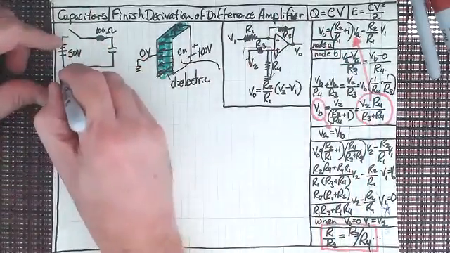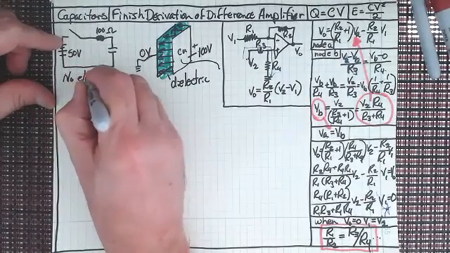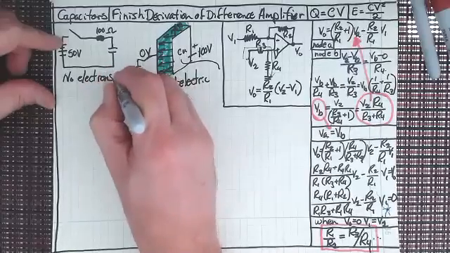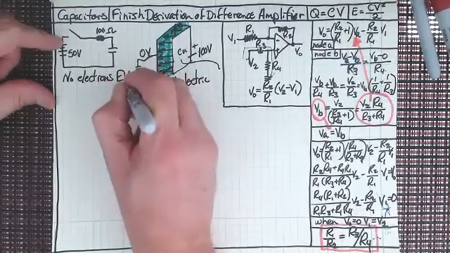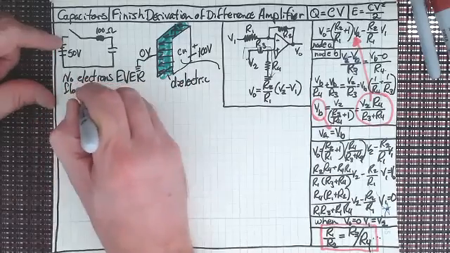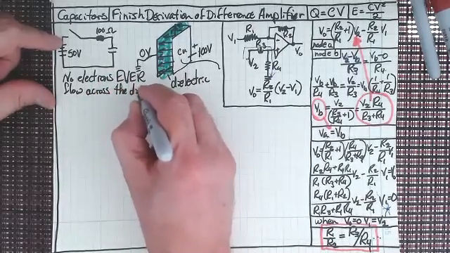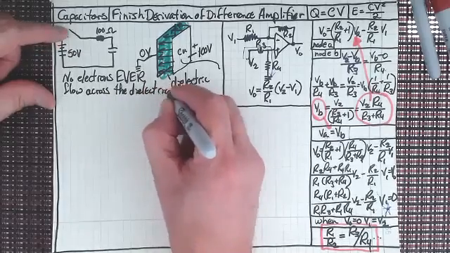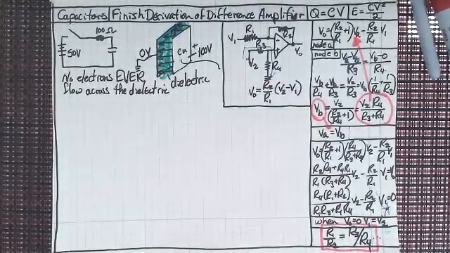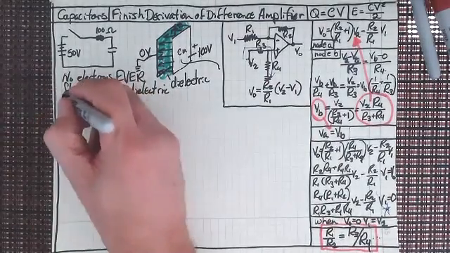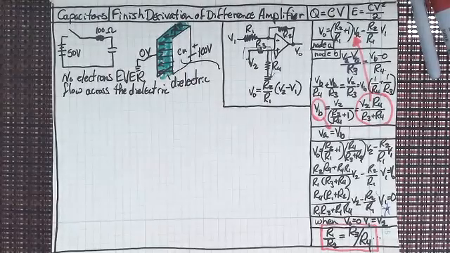No electrons ever flow across that dielectric. Let's write that. No electrons ever flow across the dielectric. There's probably some electrical engineers that do not even know that, do not really understand the physics behind a capacitor, and that we're storing energy in the electric field, right?